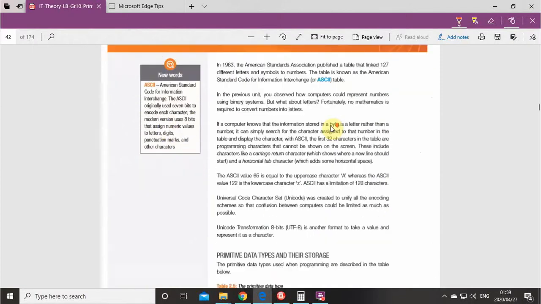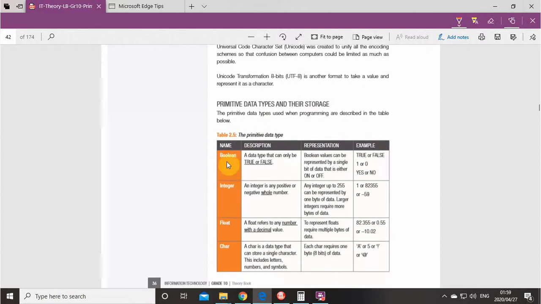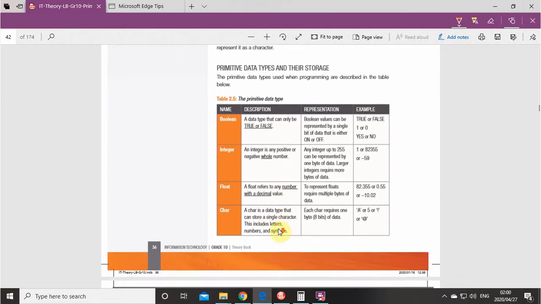So you can read just this above. This is basically in practical all of our data types we use. If we look at a boolean, it is for true or false. It can have a true, false, 1 or 0, yes or no. An integer is any positive or negative whole number, so that would be 1, 2, 5, 9, negative 20, etc. A float, or we call it a double, refers to any number with a decimal value, so 82.3, 0.9, negative 10.5, etc.